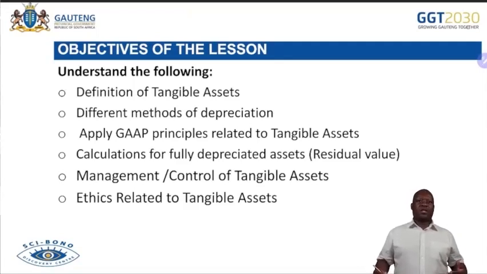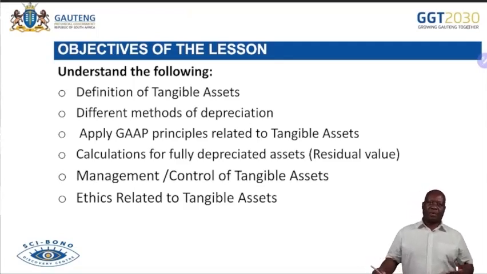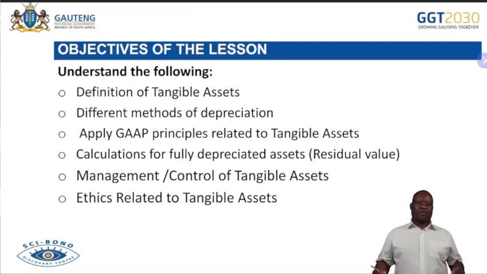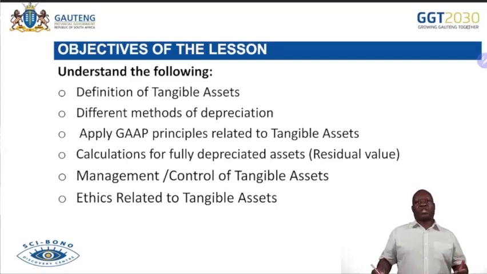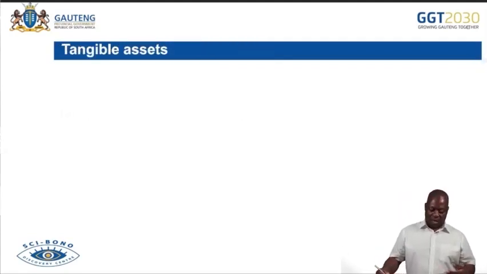We are going to look into the different types or methods of depreciation. And remember, we have got those 3 that we are used to. We are just going to revisit them. And then we are going to apply the GAAP principles that relate to tangible assets. And then we are going to calculate depreciation, also looking into fully depreciated assets. And then a little bit of management and control of tangible assets, as well as ethics that relate to tangible assets. That's what we are going to look into today.